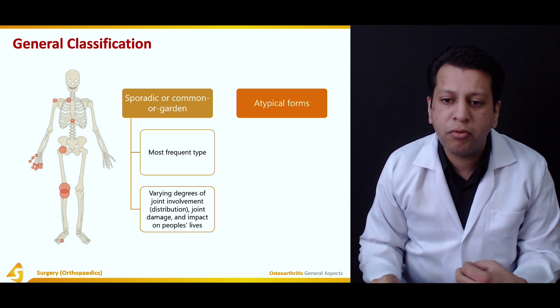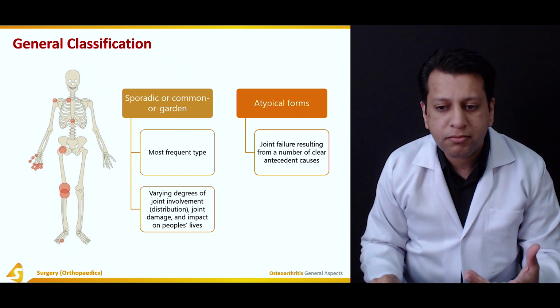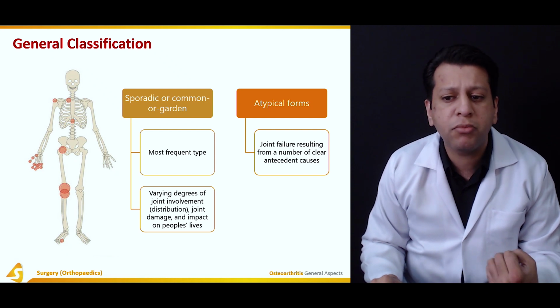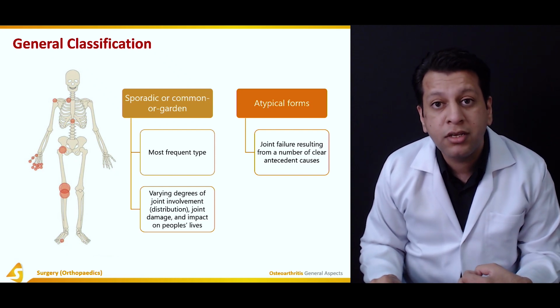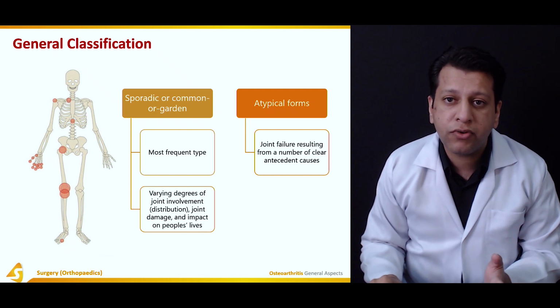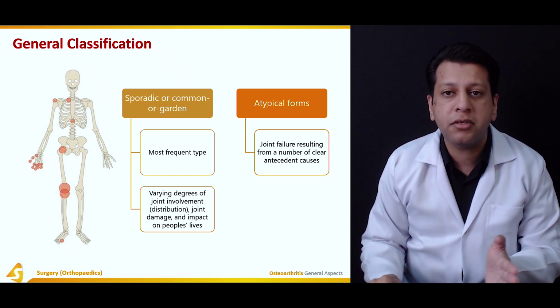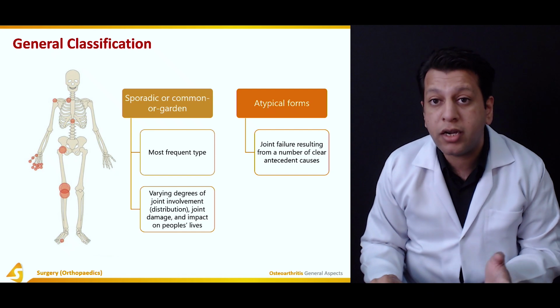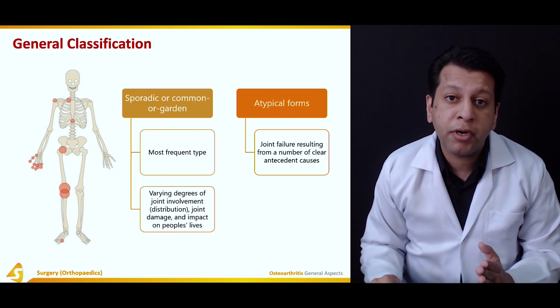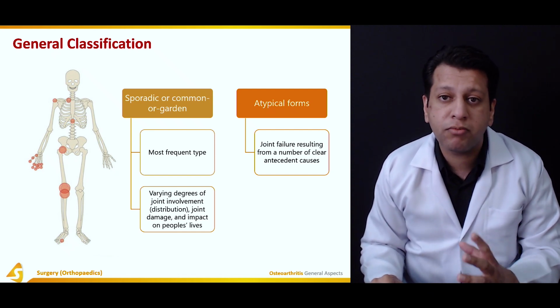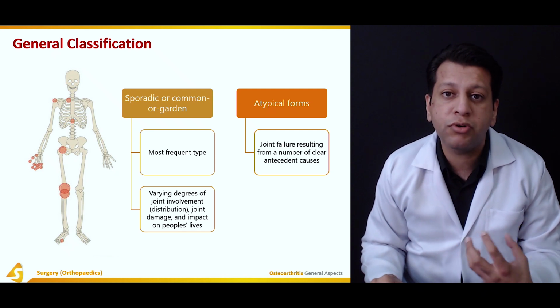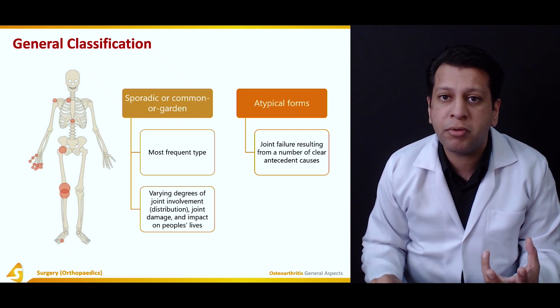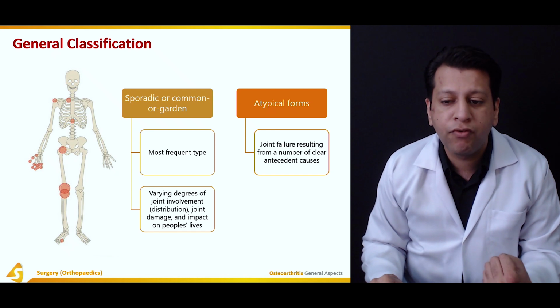In the atypical forms, it is usually associated with joint failure resulting from a number of clear antecedent causes. That is, there is a definite cause. For example, the patient may have rheumatoid arthritis, ankylosing spondylitis, or some kind of metabolic bone disease, which may predispose joints to increased wear and tear and increased biomechanical stresses leading to failure.